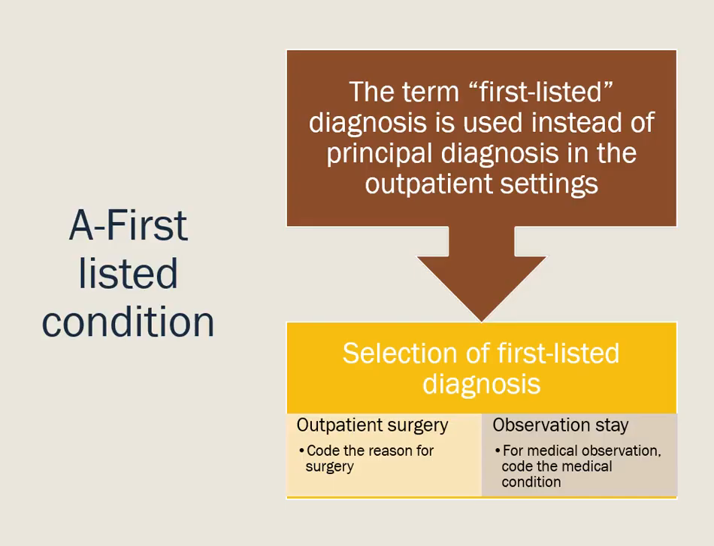All right, so let's jump right in with our first guideline. This guideline focuses on the first listed condition. In the outpatient setting, the term first listed is a term that you will hear instead of principal diagnoses. Of note, in determining the first listed diagnoses, the coding conventions, and we talked about those before, of the ICD-10 CM code set, as well as your general and disease-specific guidelines, they will actually take precedence over our outpatient guidelines.